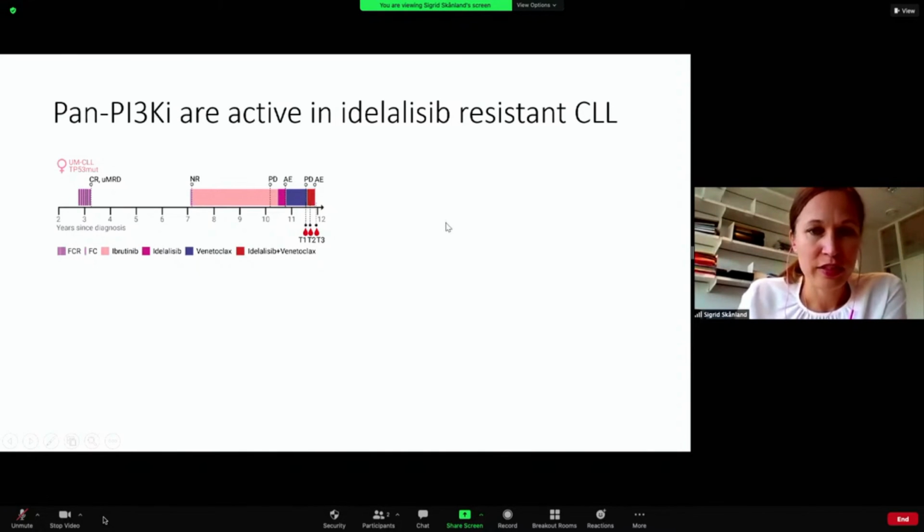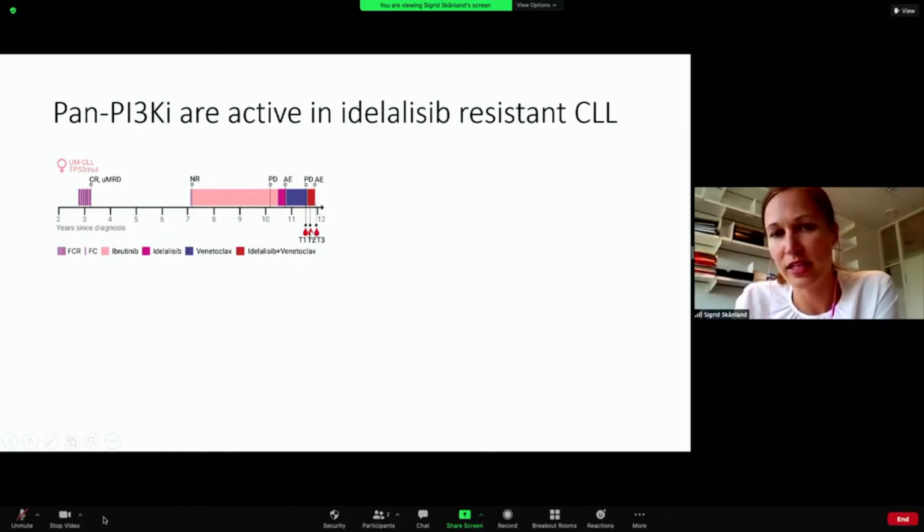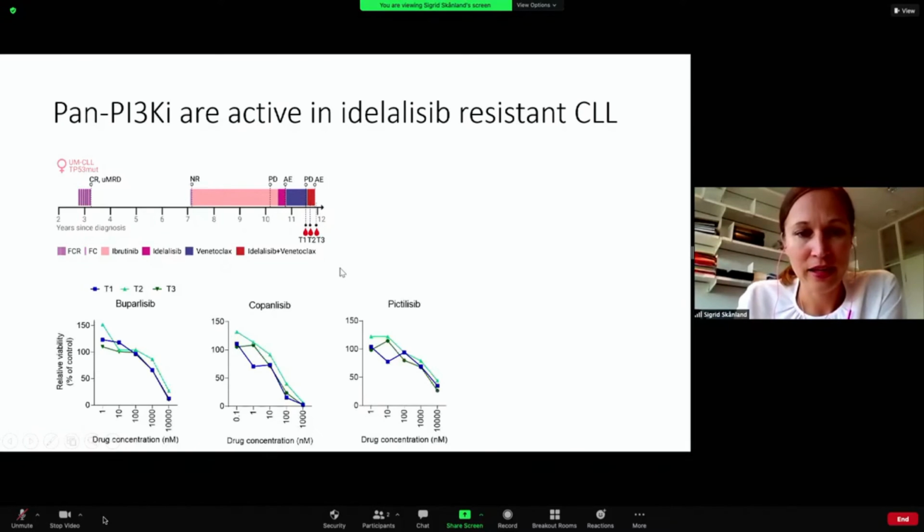So then if you remember this patient that we found could still be treated with idelalisib plus venetoclax, even though she was resistant to both idelalisib and venetoclax single agents. We collected blood samples from her both before the treatment of the combination, during treatment, and after treatment. And now we performed again the same drug sensitivity screens. And we could actually see that the cells remain sensitive towards these pan-PI3 kinase inhibitors. So confirming the experiments that we saw on the cell lines.